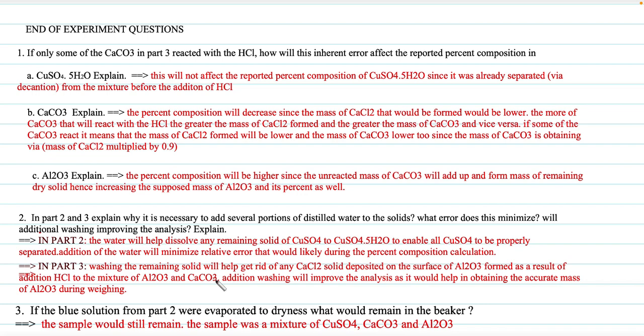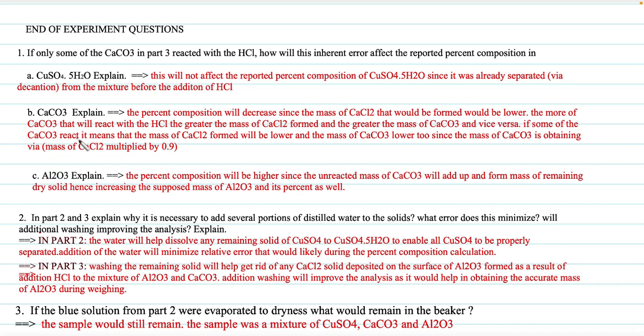You added HCl and the HCl reacts with calcium carbonate. Now, if some of the CaCO3 fails to react with the HCl, they will add up to the mass of the aluminum oxide that will be remaining. So that is why I said the percent composition will be higher. Why? Because they asked us if some of in part 3 reacted, some, not all. If all of them reacted, that means they will not add up to the mass of this.